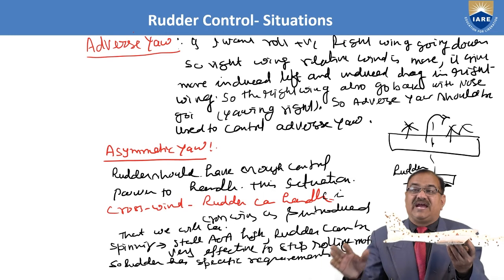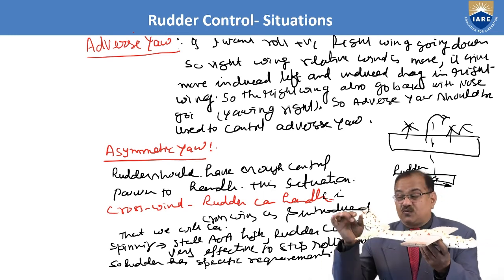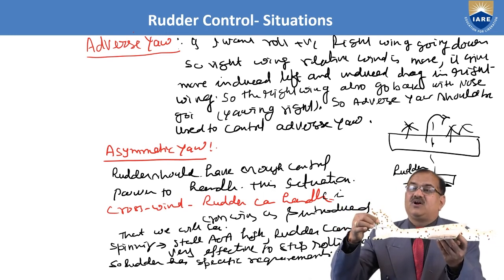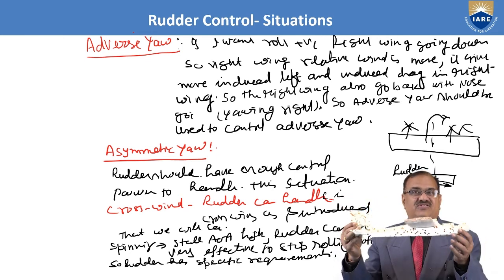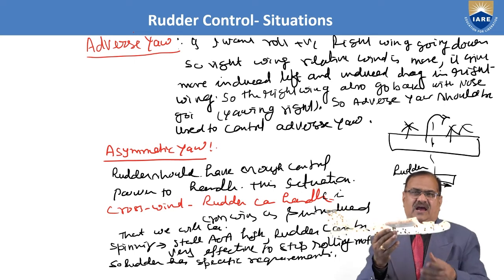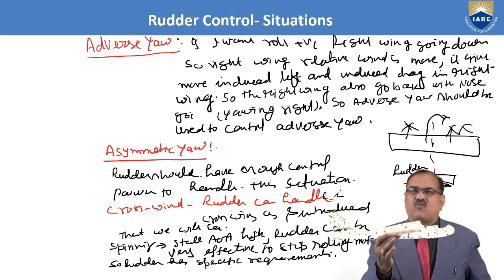Okay, so this is adverse yaw. We have to use the rudder to control this adverse yaw. I think it is very clear what adverse yaw is.